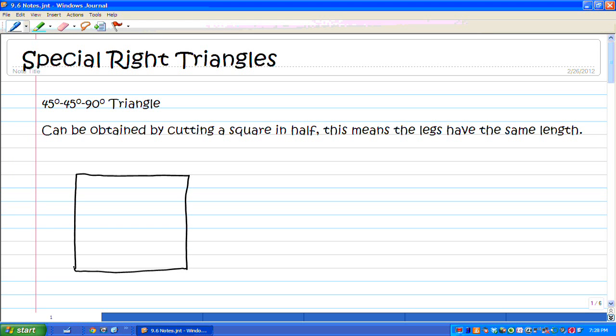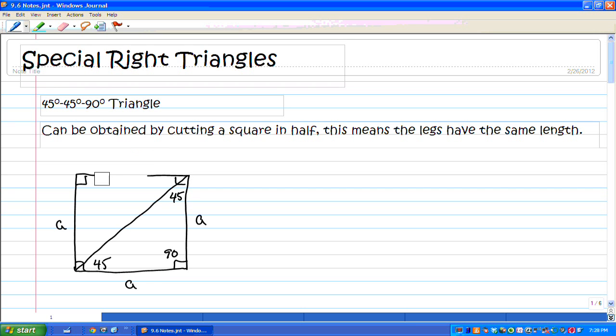One of the things that we know about a square is that it has four 90-degree angles. So I'm going to draw this in here. Another thing that we know about a square is that all of the sides have the same length. Now if I took this square and I went from one corner to the opposite corner and cut it in half, if you look at the angles now, I still have the 90 degree down here, but the other two 90 degrees were cut in half. This one's 45, this one's 45. But I have the two legs now of this right triangle are the exact same length.